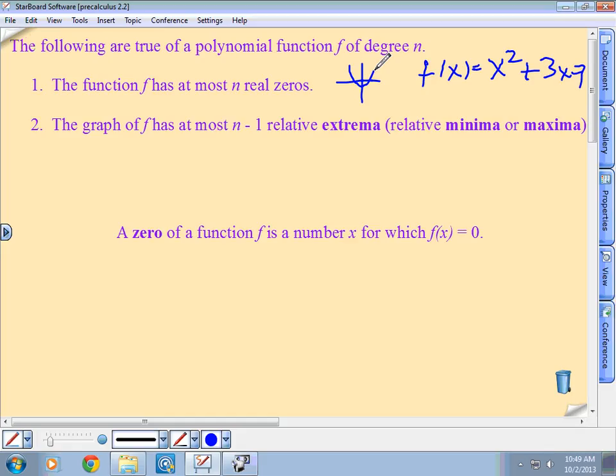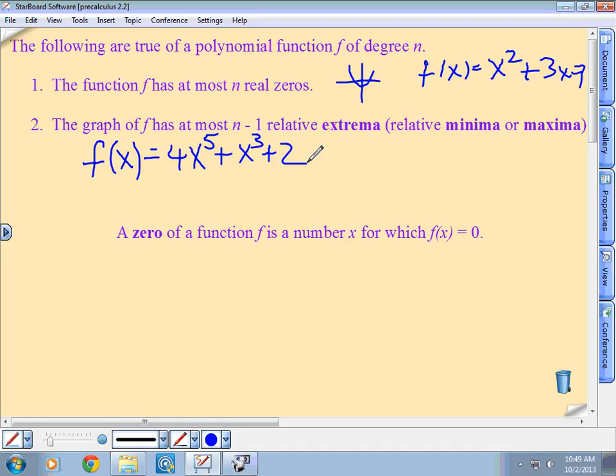Okay, so I want you to give me a polynomial, Ben, but make it a higher degree. 4x to the 5th plus x cubed, plus 2. Outstanding. All right.